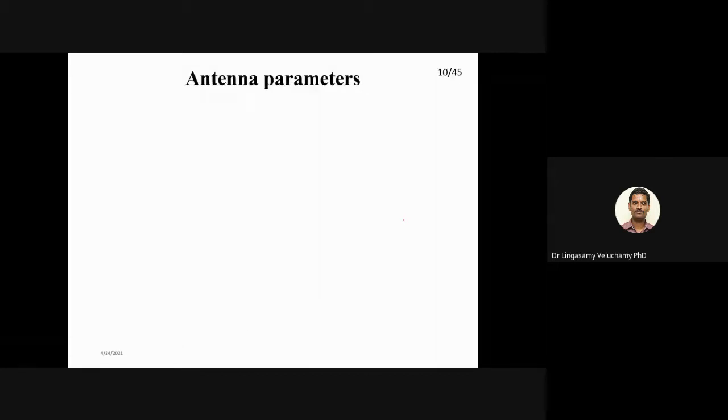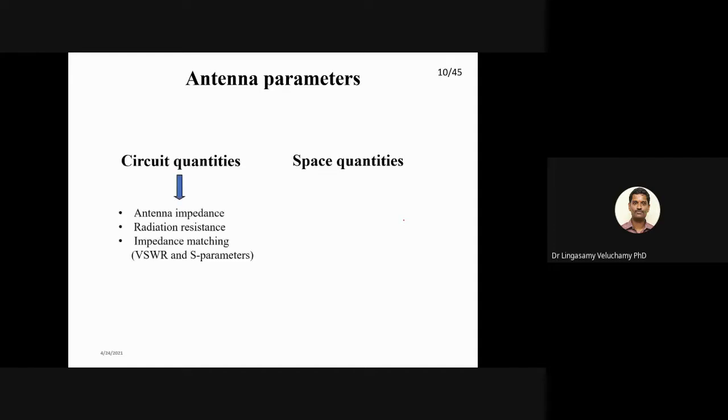Okay, that was the environment parameters. Now we are going to discuss what antenna parameters we will consider during and after the design. First one is circuit quantities, nothing but antenna impedance and radiation resistance. Basically, radiation resistance is not an actual resistance. It is the loss that happens inside the antenna while converting the electrical current to electromagnetic waves. Next is impedance matching, which you might have heard of in transmission lines, VSWR and S parameters.